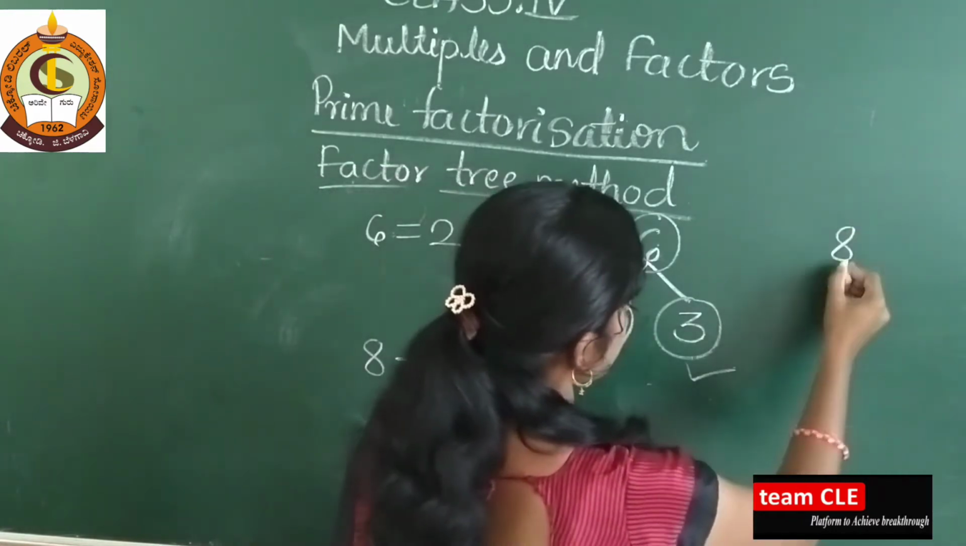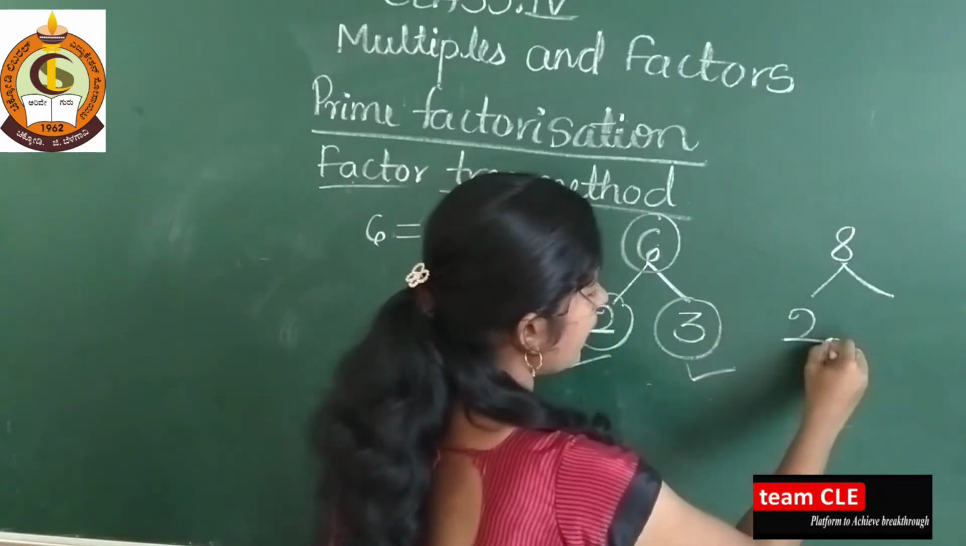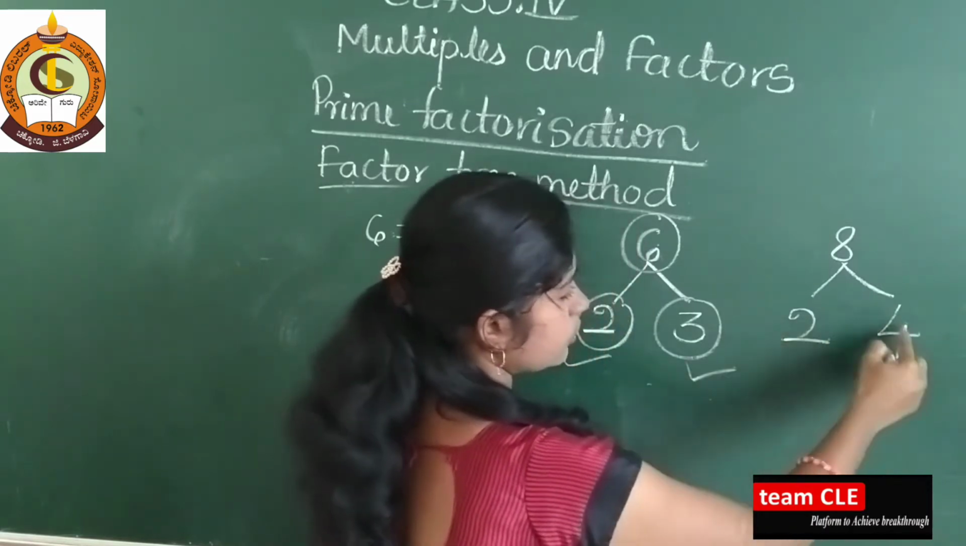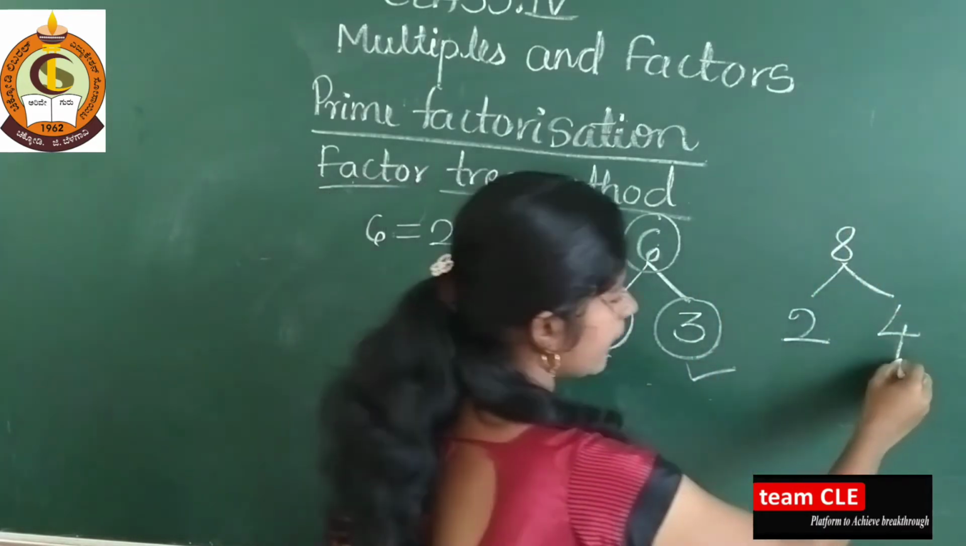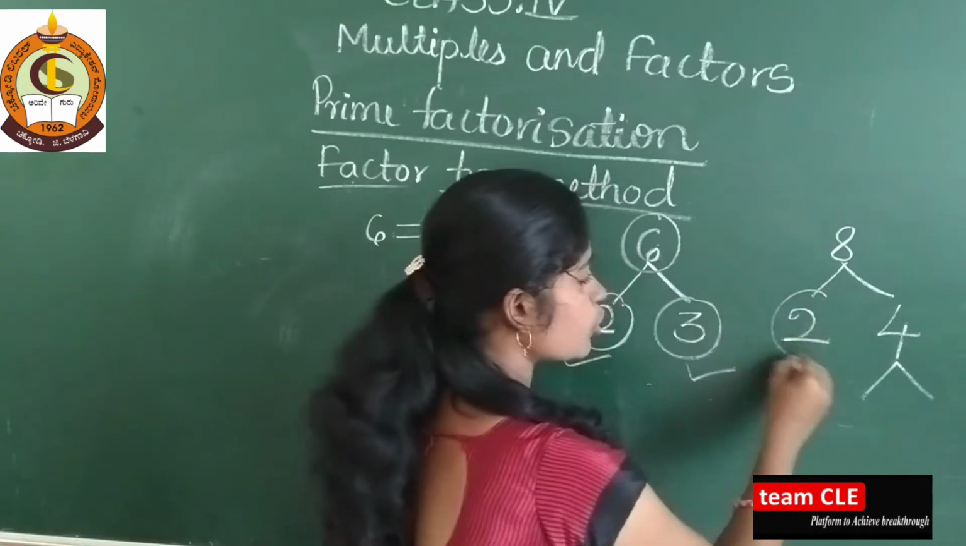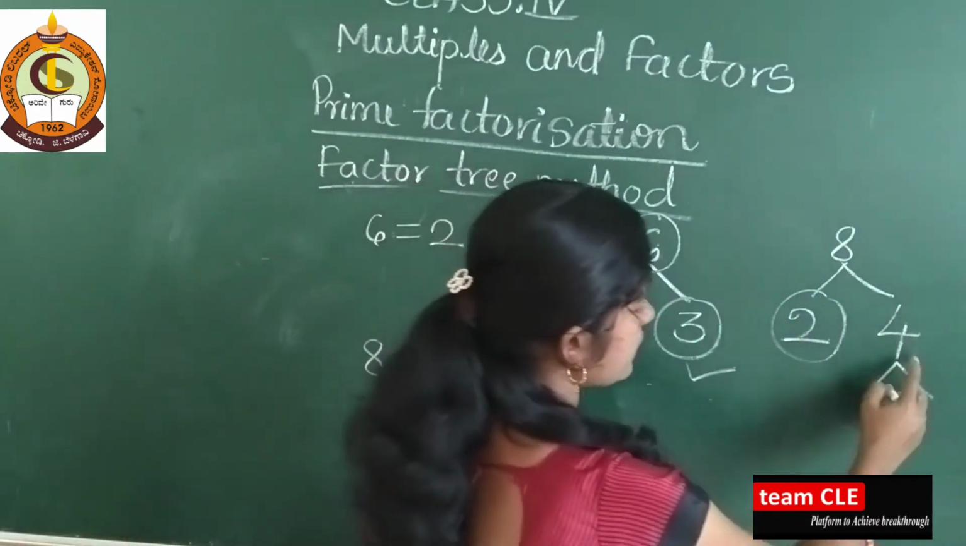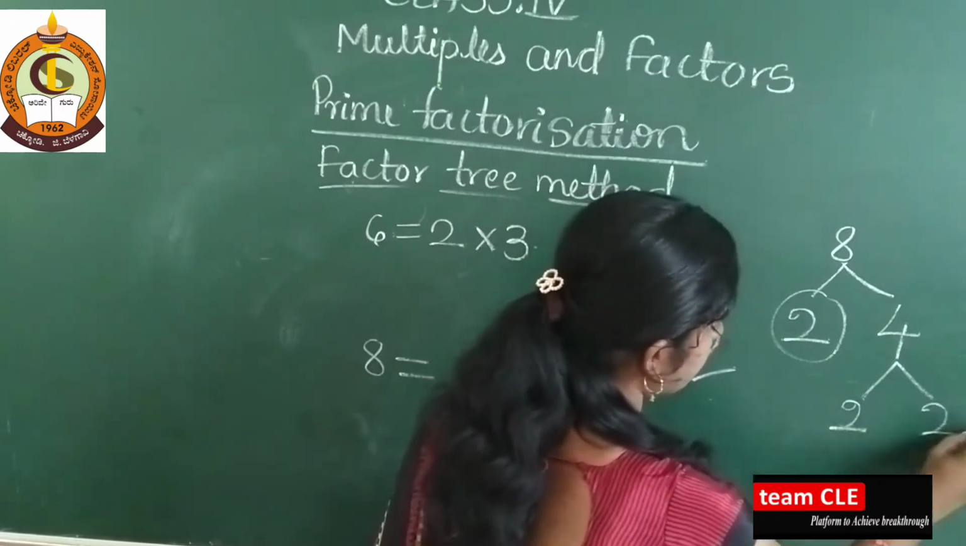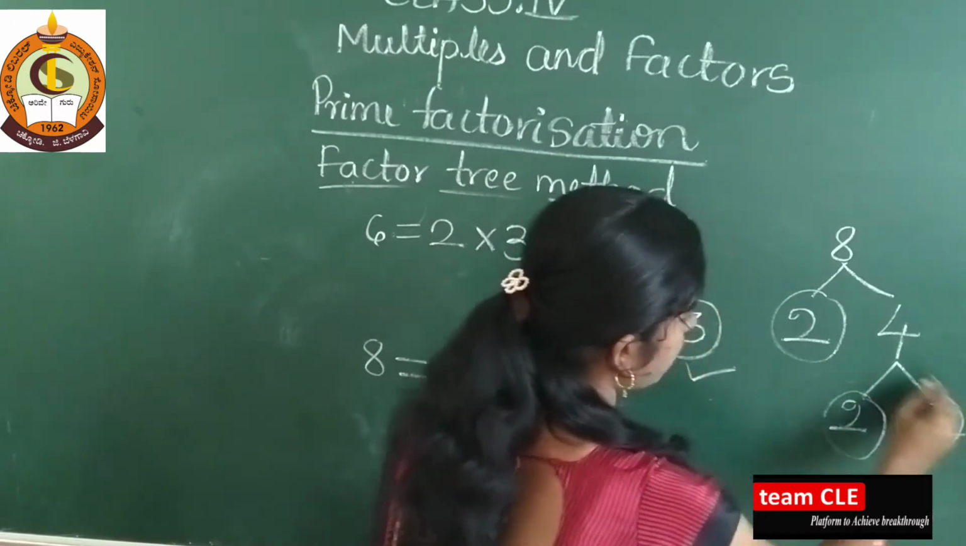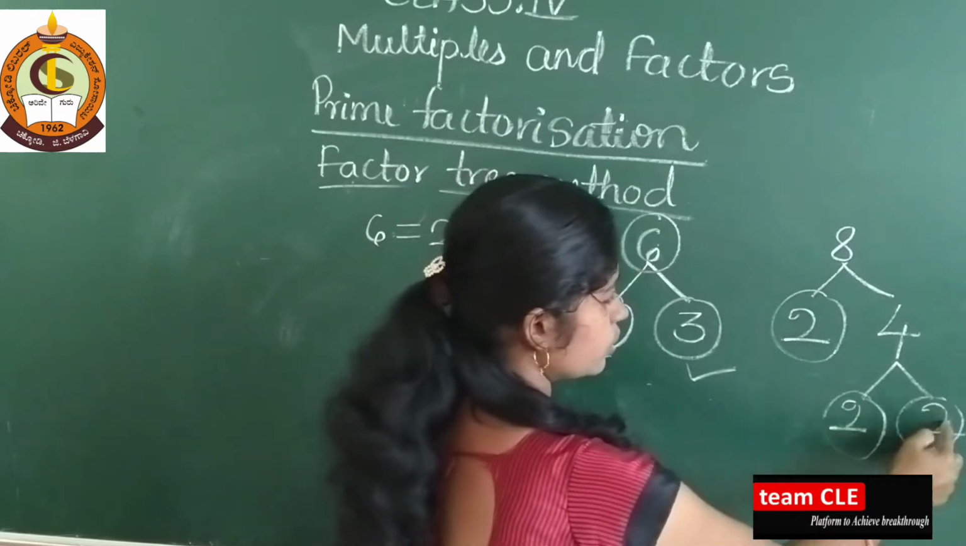See here, 8 is there. It is there in the 2 ones table. 2 fours are 8. Here you stop, because I got one prime number. Next, 4 is there. It is there in the 2 twos table. 2 twos are 4.